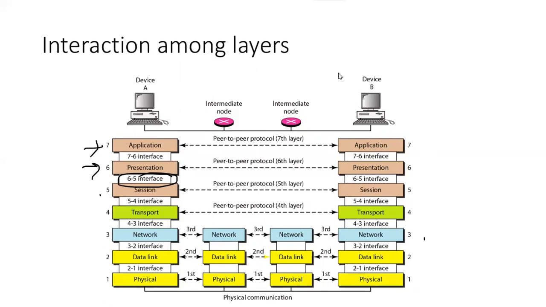Okay, then something else you can see here: peer-to-peer protocol. The application layer of A must communicate with the application layer of B. Both are called peers. So the application layer of A is communicating with the application layer of B, device B. So there has to be a peer-to-peer protocol at the 7th layer. Similarly, the presentation layer of A is communicating with the presentation layer of B.